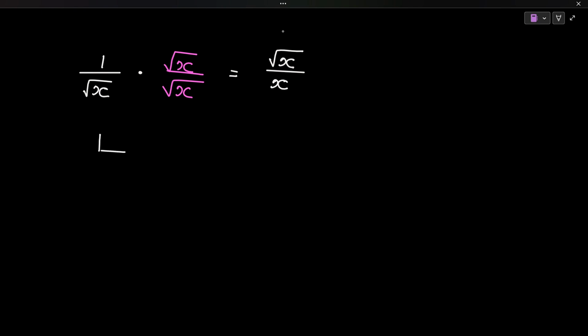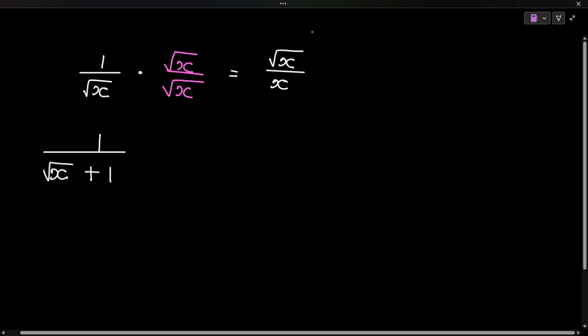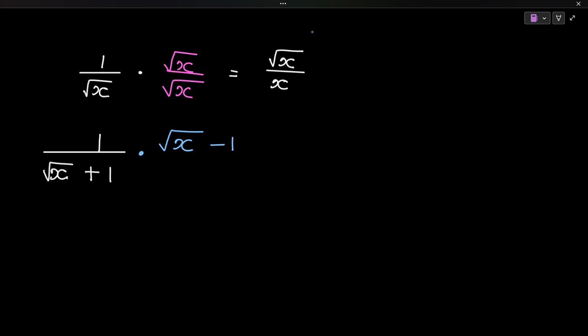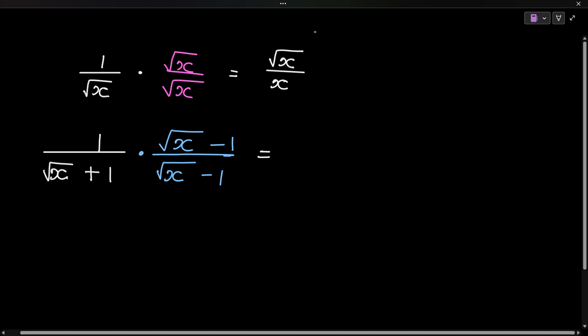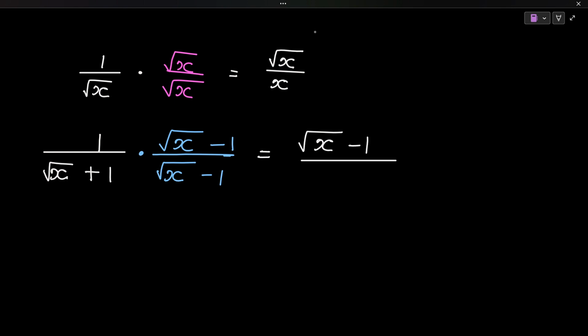Now, the second rule that you learned was that if your denominator has two terms in it, say for example we have 1 over square root x plus 1. To rationalize this denominator, we are going to multiply by the denominator over itself. However, we are going to change the sign in between the two terms. So we're going to multiply by square root x minus 1 over square root x minus 1.